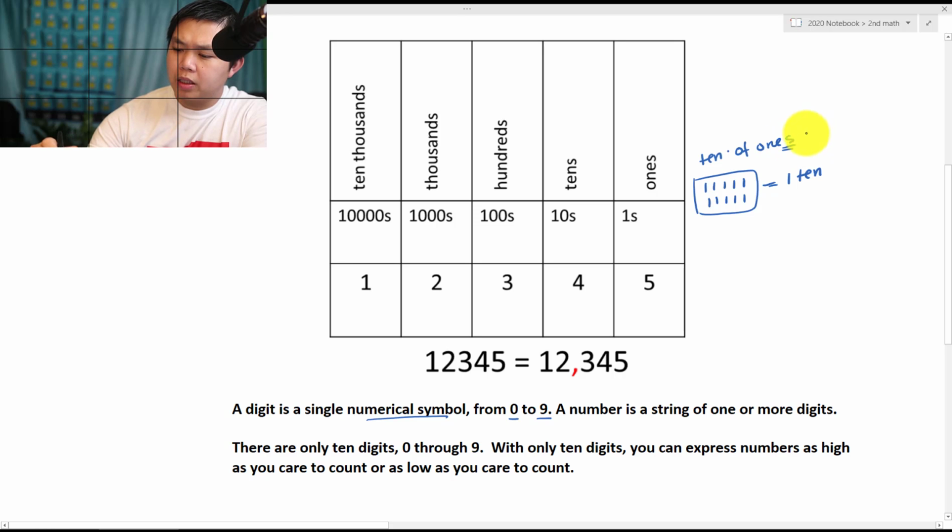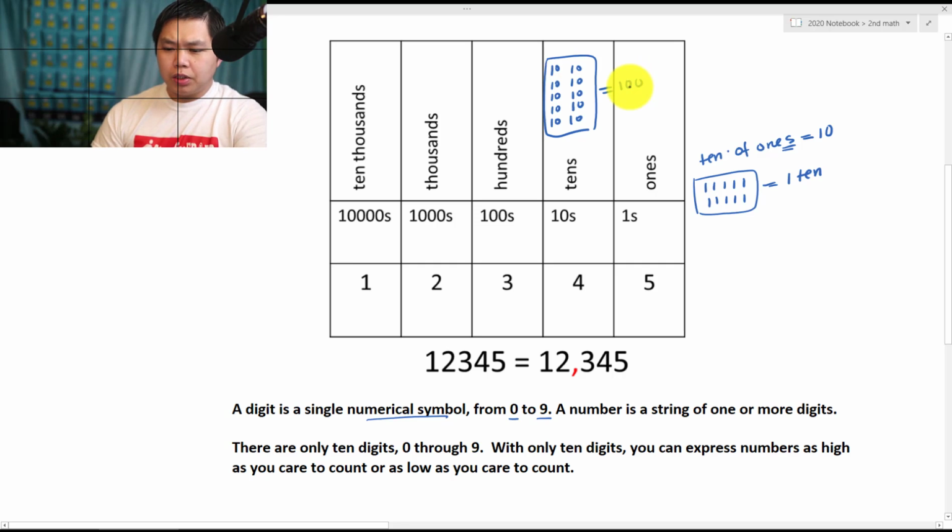And notice how the ones is plural. So tens of 1 equal to 110. Now, what happens when we have tens of tens? So in this case, let's assume that we have 10. So we have 1, 2, 3, 4, 5, 6, 7, 8, 9, 10. So notice how we have 10 of 10. That is equivalent to 100. So instead of writing tens of ones, we just write 10.